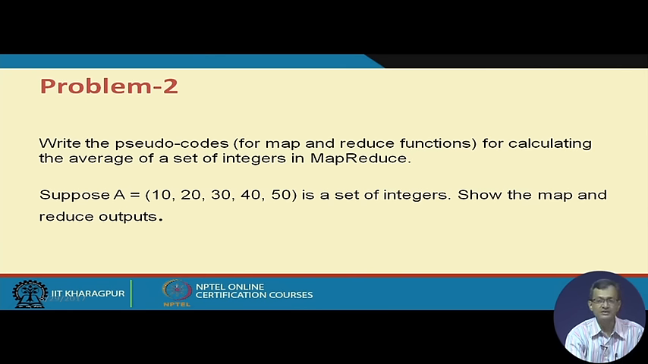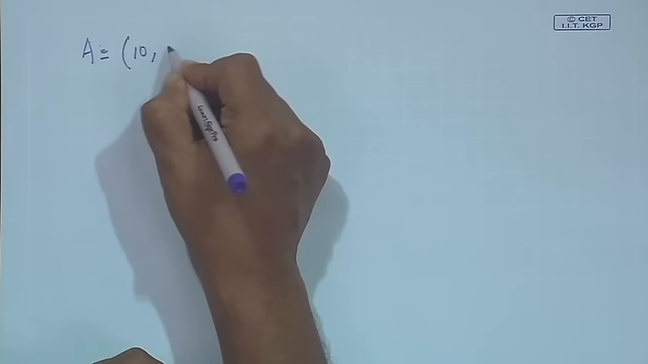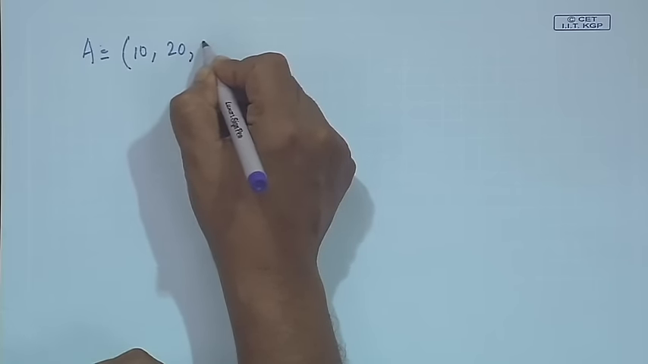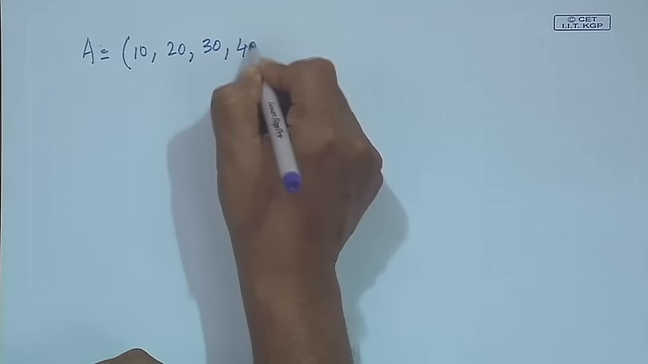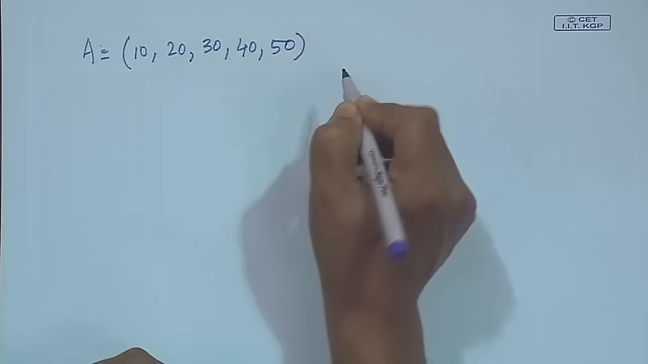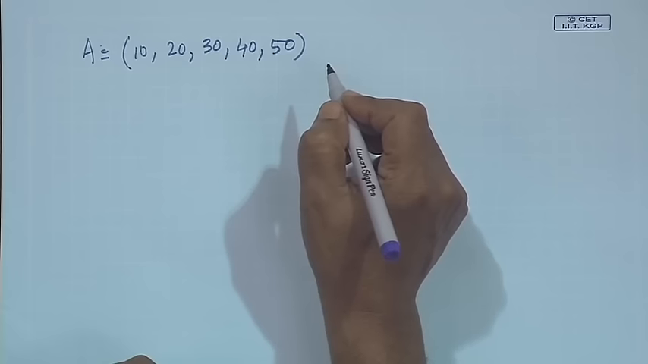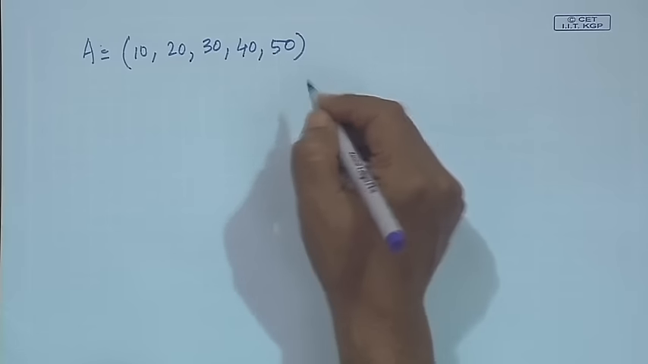So, a set of integers is being pumped into the system, it may be a direct input from the keyboard or something, and we want to find out the average of the set of integers. In this typical case, I have a set of integers A as 10, 20, 30, 40, 50, right. So, the set of integers is there, and we want to make an average.